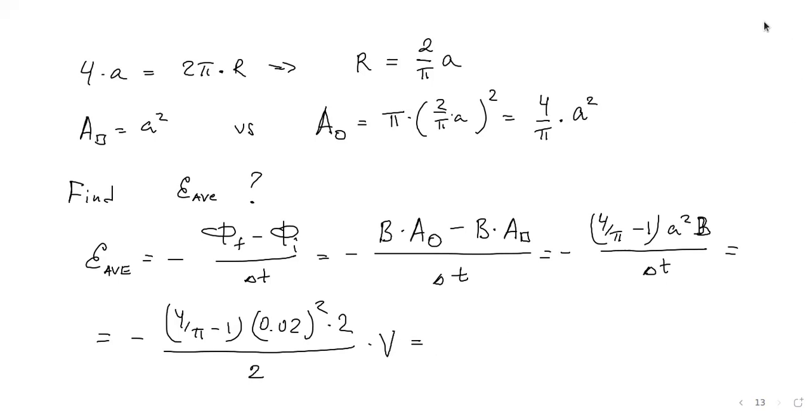Four over pi minus 1, 0.02 squared, magnetic field 2 Tesla, time 2 seconds, goes away. I'm going to get 10 to the negative 4 as minimum. So we are talking about small values. And then 4 multiplied by these brackets.